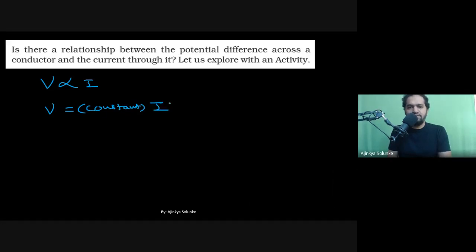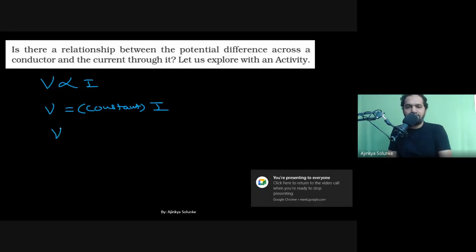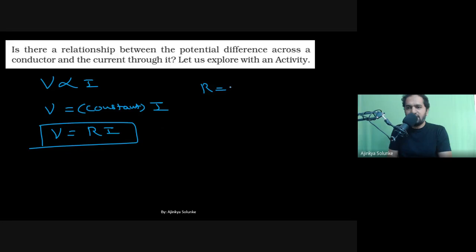In place of the constant, you can write any letter from A to Z. But Ohm decided to use R there, and he started calling that R resistance. So can we say that resistance is nothing but one of the constant values which you get in your Ohm's law?